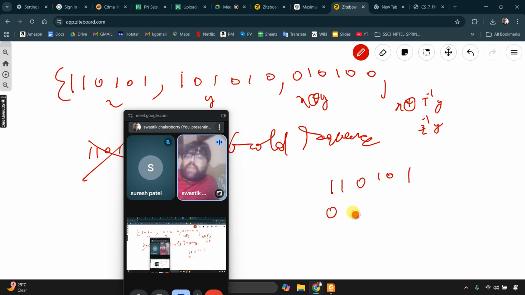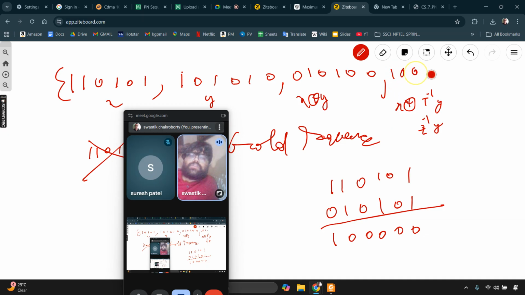The rightmost 0 will come to the left, then you will have 010101. 1 XOR 0 is 1, then 1 XOR 1 is 0, 0 XOR 0 is 0, 1 XOR 1 is 0, 0 XOR 0 is 0, 1 XOR 1 is 0. So this is 100000.